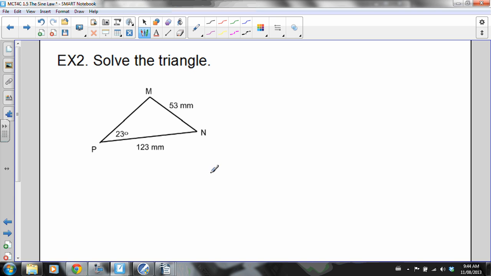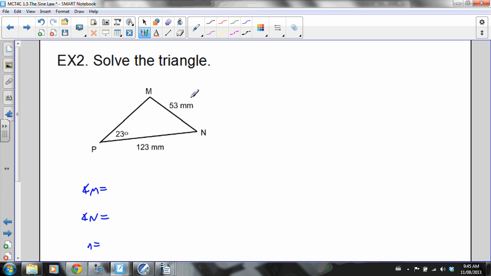All right, so in this one we want to solve the triangle. There's a bunch of stuff given, but a bunch of stuff missing. So let's list the stuff that is missing. Angle M is missing, angle N is missing, and side N is missing. So when we fill these things in, we'll be done solving the triangle.